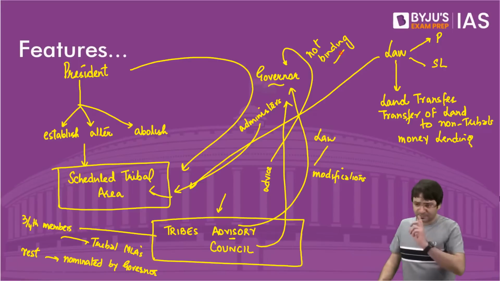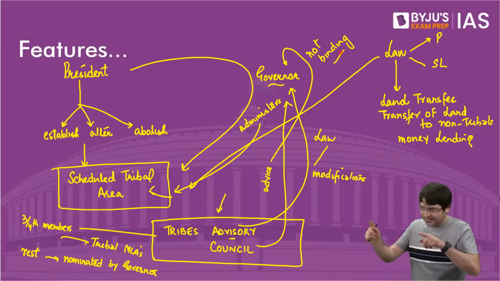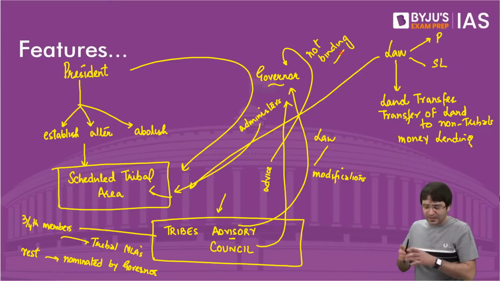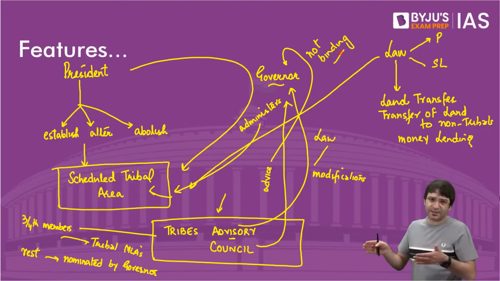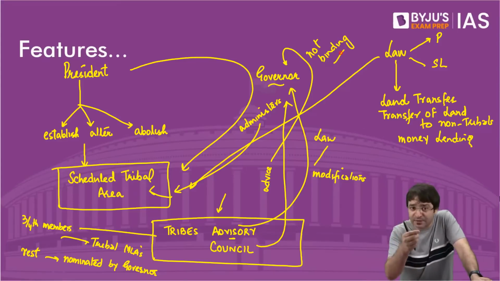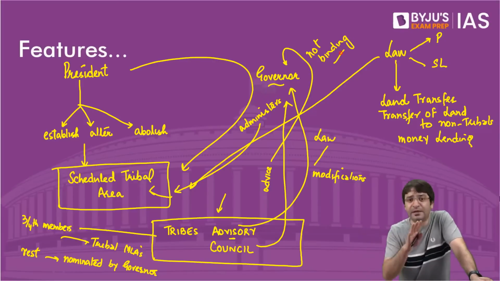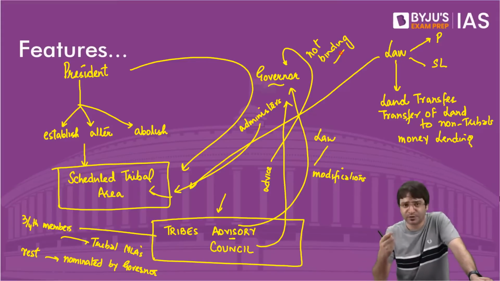How? The president will establish a tribal area. Once it is established, it is the job of the governor to administer this tribal area. How will the governor administer this tribal area? By setting up a Tribes Advisory Council. 3/4 of its members would be the tribal MLAs, remaining nominated by the governor. What will be their role? Their role would be to advise the governor that, dear governor, there is a law passed by the state legislature. Dear Governor, there is a law passed by the parliament with respect to land acquisition.